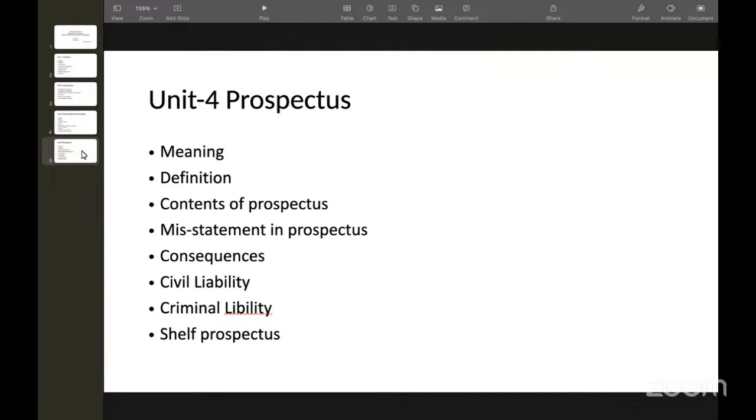Prospectus. A prospectus is a formal document issued by a company to invite the public to subscribe to its securities, such as shares or debentures. It serves as a key source of information for potential investors, enabling them to make informed decisions. A prospectus is required when a company intends to raise capital from the public, particularly during an initial public offering. It discloses vital details about the company's financial position, operations, objectives, and risks.